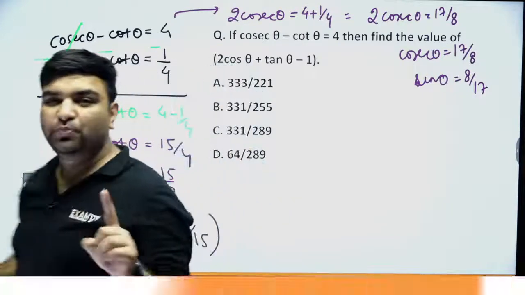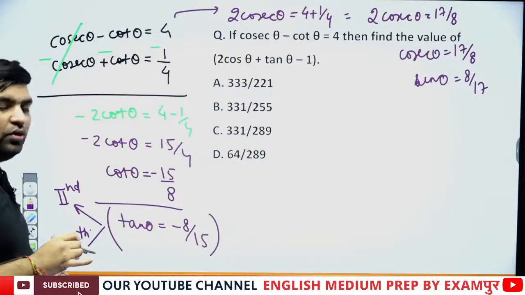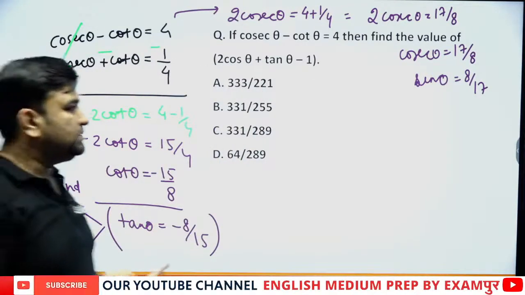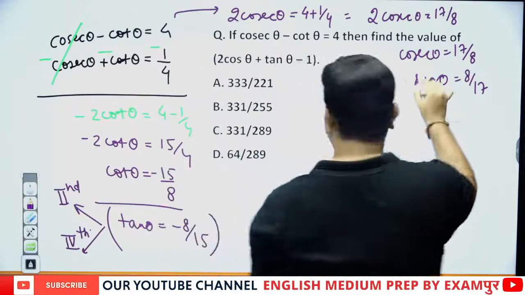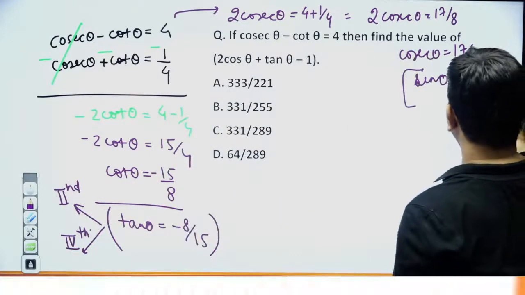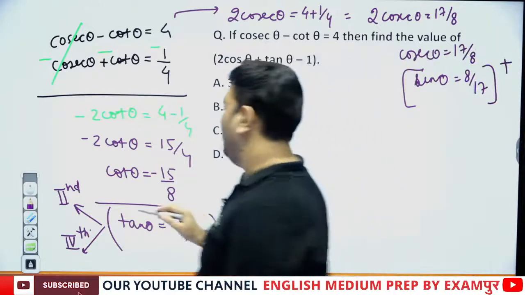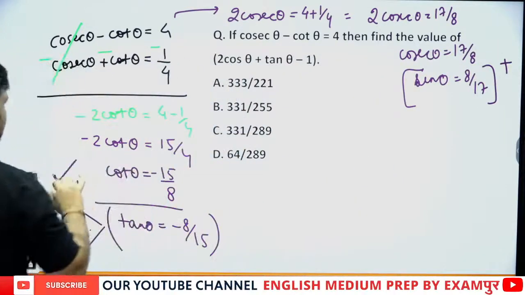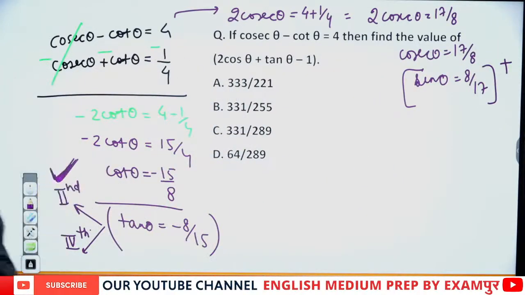Now, sine is positive in the second quadrant, not in the fourth quadrant. So, sine is positive, but tan is negative. 100% say that it is the second quadrant.